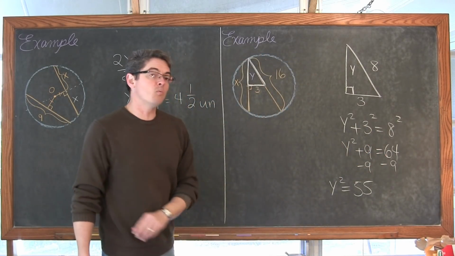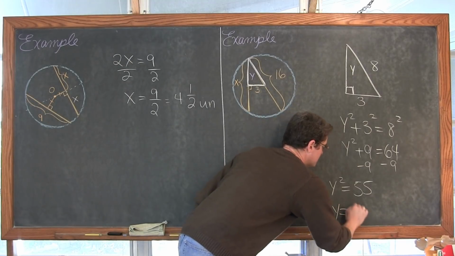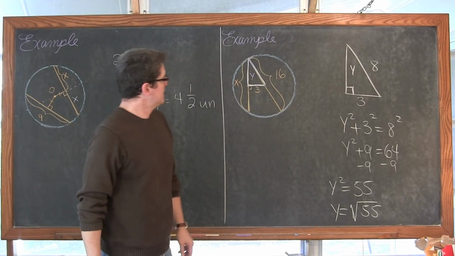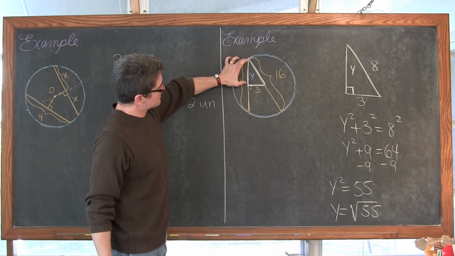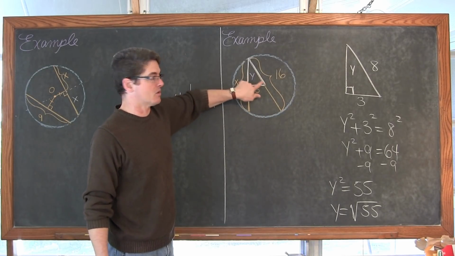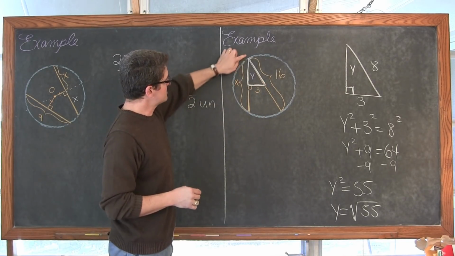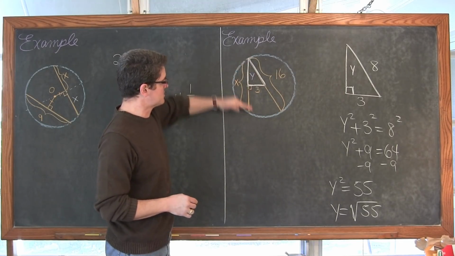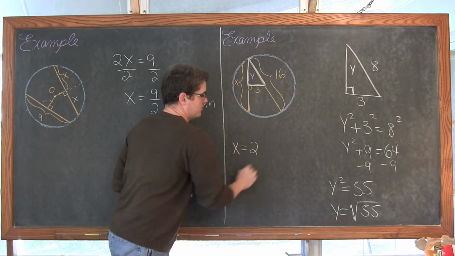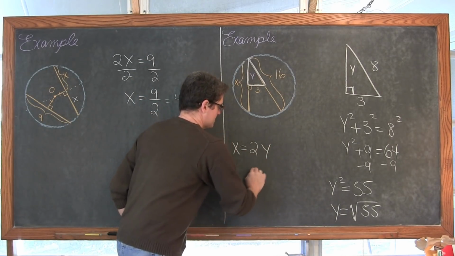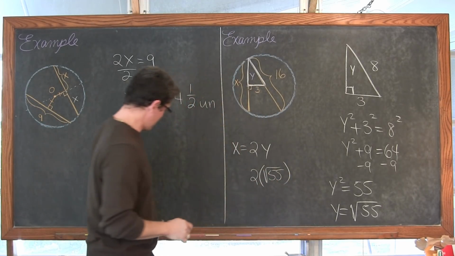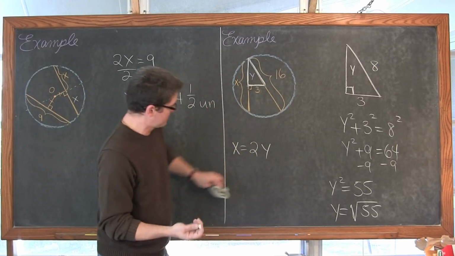Alright, so that means that y is equal to the square root of 55, and x is equal to twice that measurement, because again, that little perpendicular segment from the center, a portion of a diameter if you will, is bisecting that chord. So x is equal to twice the length of this segment. So x is equal to 2 times y, which means it's 2 times the square root of 55.